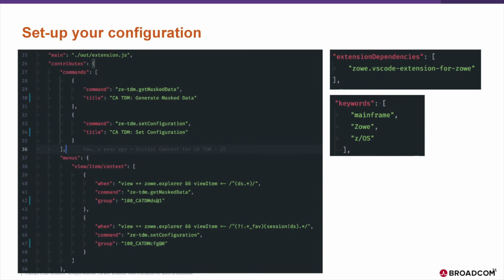I also want you to check the extension dependencies. So for this category, I need to have a dependency with the installation of Zowe Explorer. And then of course the keywords. The keyword Zowe should be there. So in this category, I fulfilled the conformance criteria for a general extension as well as the extension adding menus.